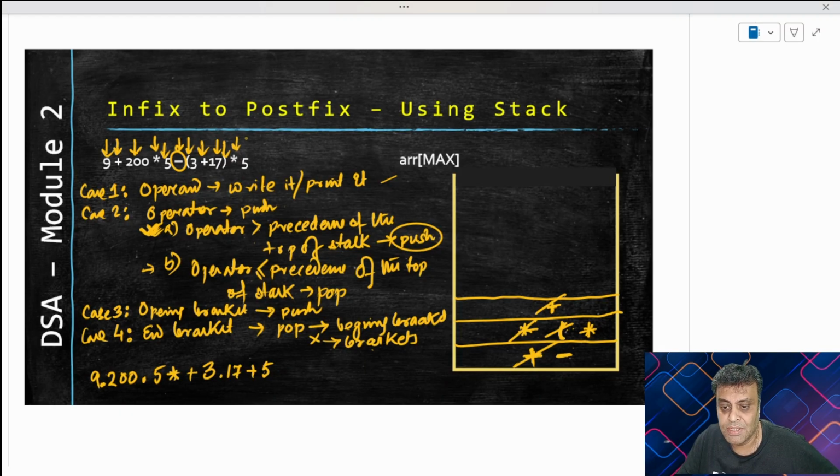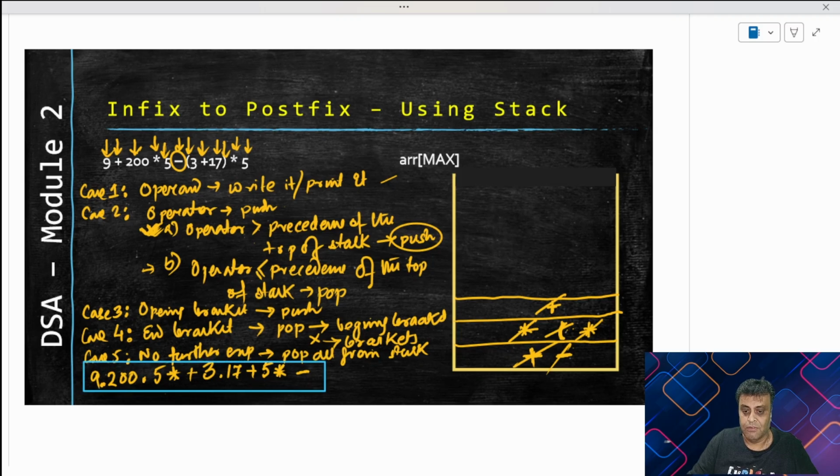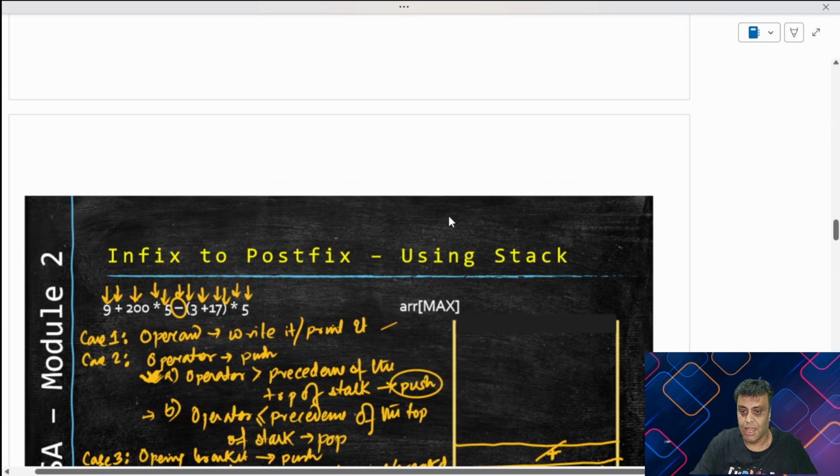And after this 5, there is nothing else. So if there is nothing else, case 5, no further expression, would mean pop all from the stack, right? So that is what case 5 of the algorithm is trying to say. Pop everything from the stack and just write it here. So I pop this, and I wrote these here, right? And if you see, this should be our final expression, right? Let us check whether we have achieved what we wanted to do.